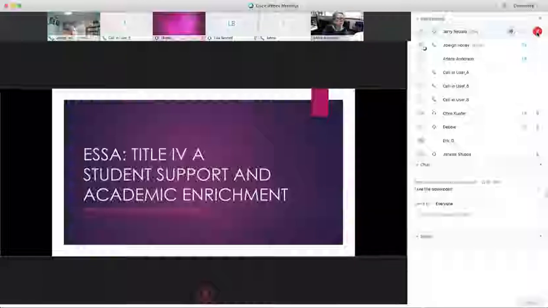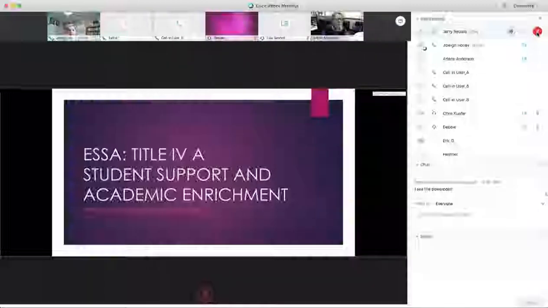Last year, we were able to have it as a competitive grant, and this year, through the Every Student Succeeds Act, they have shifted Title IV Part A to be formula. I will share more about what that means and how we can move forward with that as we go through the webinar. But as a first time through, what that means is we use the same formula that Title I uses to allocate funds for districts.